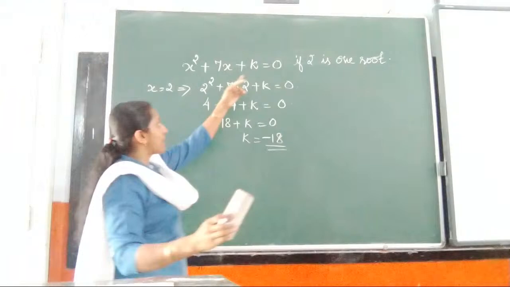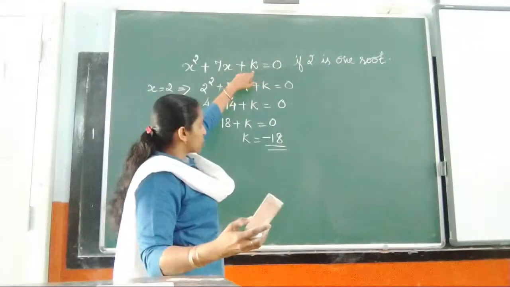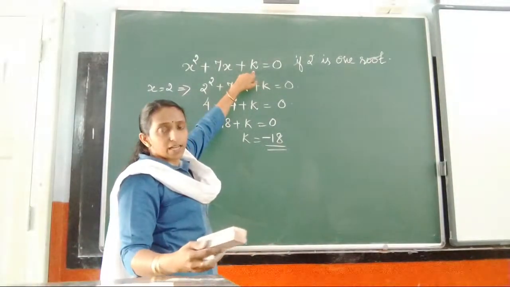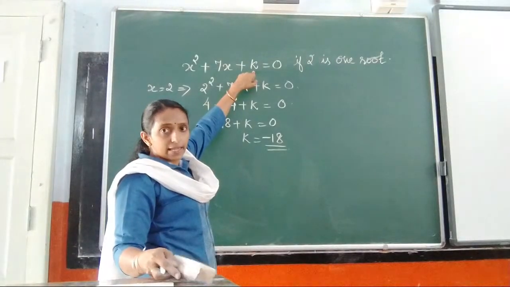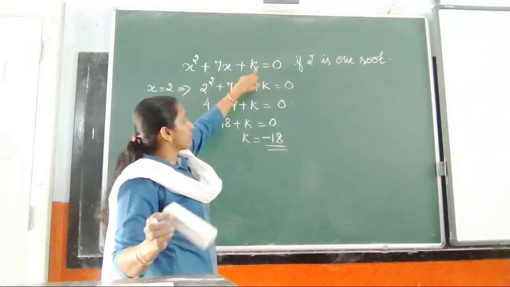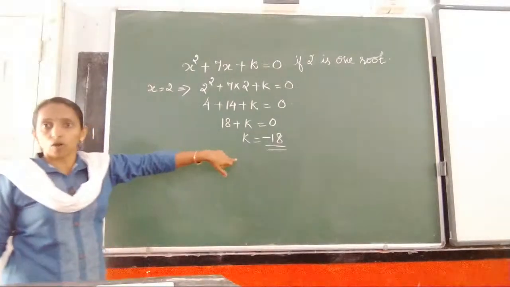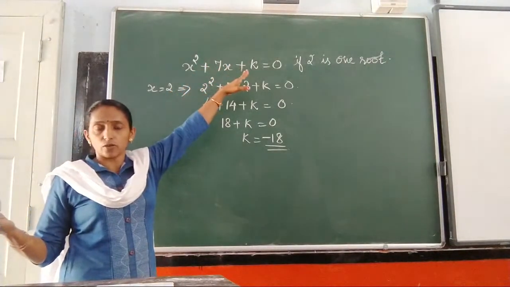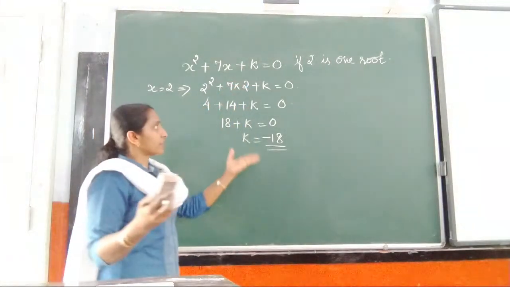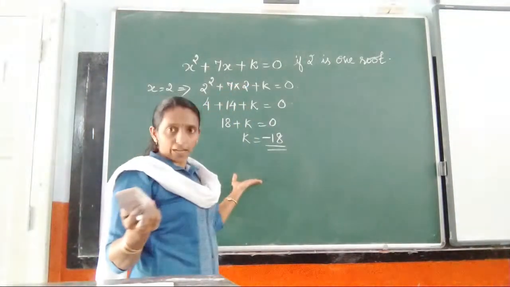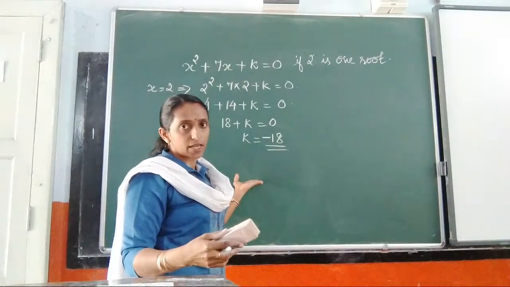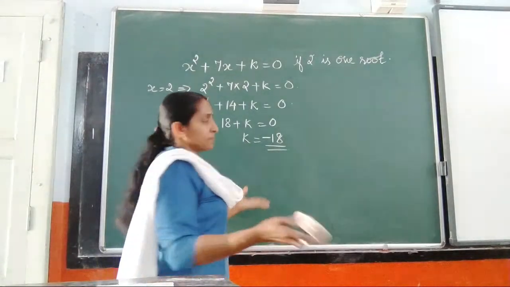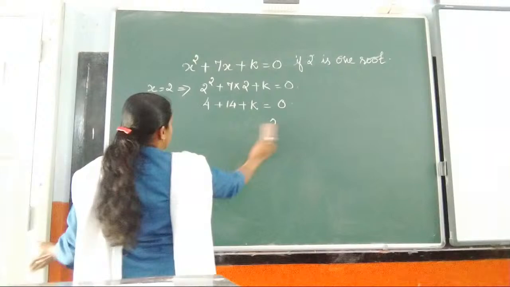Right? By using this value, k equal to minus 18, of course you can find out the unknown quantity and the other root also. By substituting the value of k equal to minus 18, you can find out the other root also by factorization method. Factorization method we are going to see once more. Okay? So this is the case.